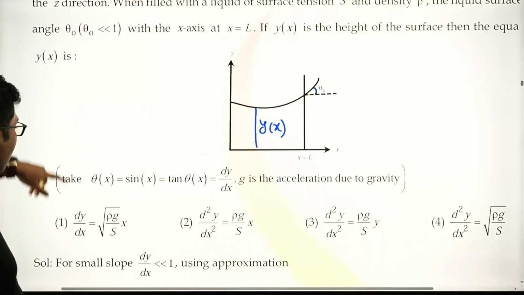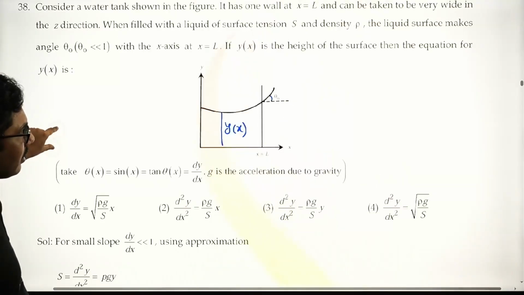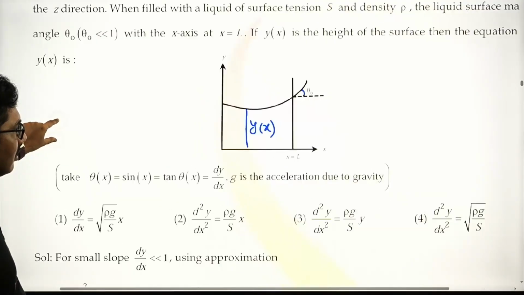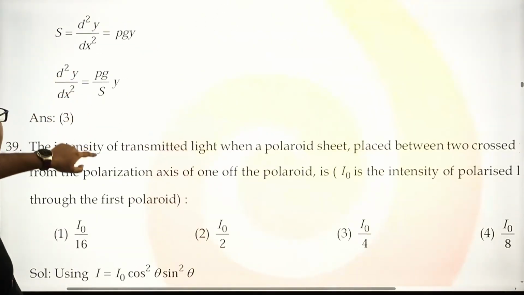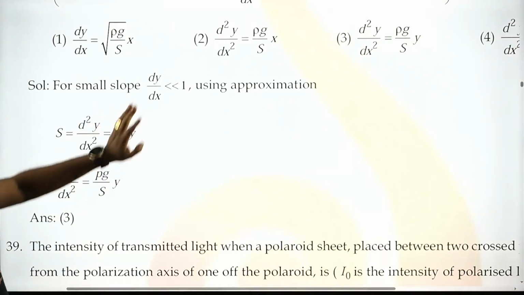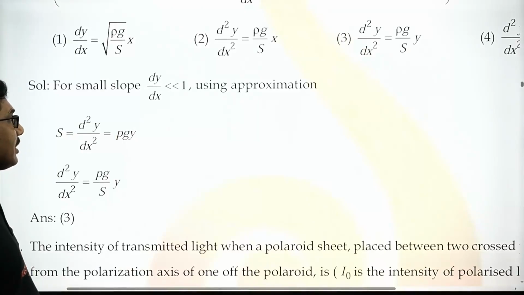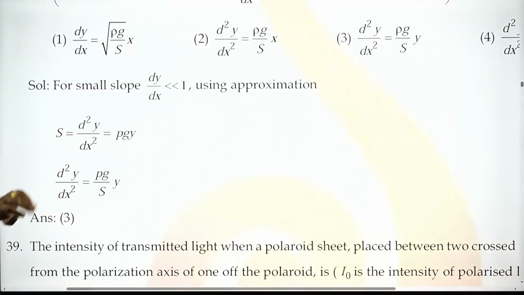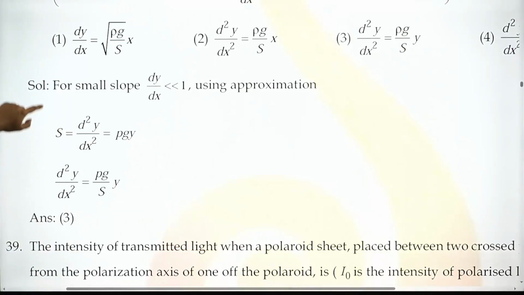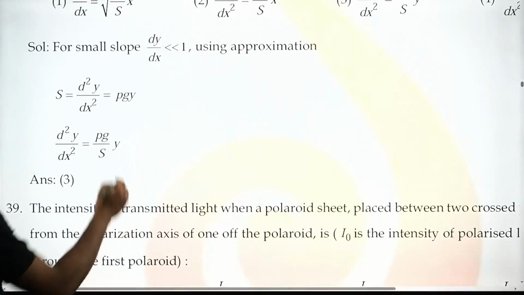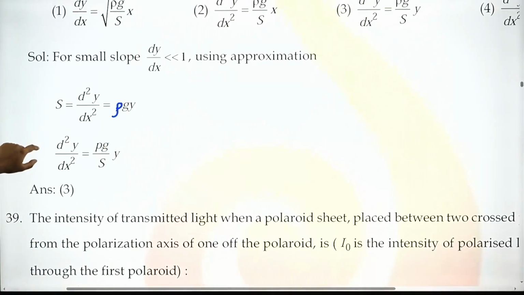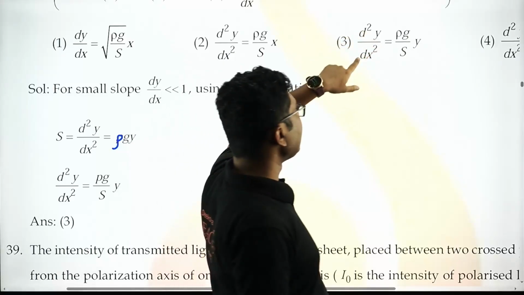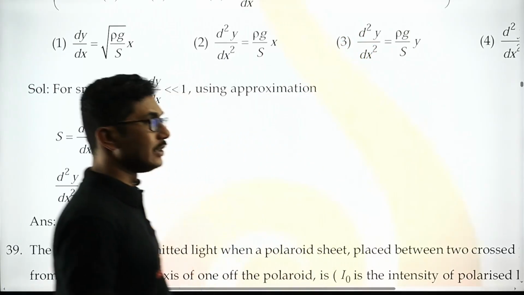Again, a long, tricky question, not easy. First of all, you have to use the approximation that for small slope, dy/dx is very, very much less than 1. Using this approximation, the surface tension term is S·d²y/dx², and that equals ρgy. From there you calculate, and the answer will be d²y/dx² = (ρg/S)·y.